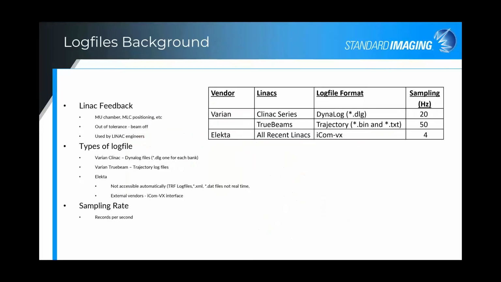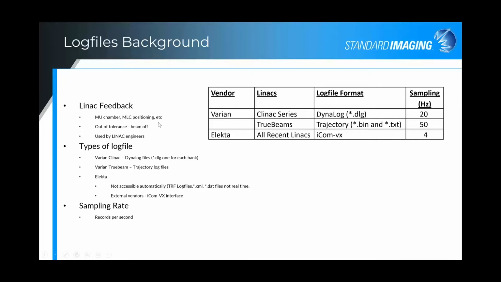So I wanted to just go into a bit of background next concerning log files. Log files were initially generated for use by the Linac engineers, and they will report the specific parameters from the monitor unit chamber, MLC positioning, etc., that the Linac is looking for its feedback, so it will know when it's out of tolerance and the beam will go off. So then you ask, what is the use of log files?